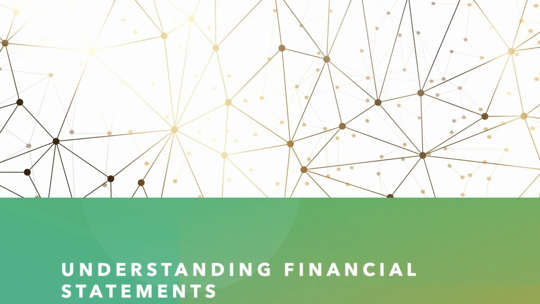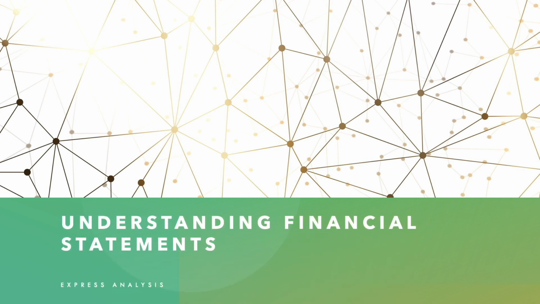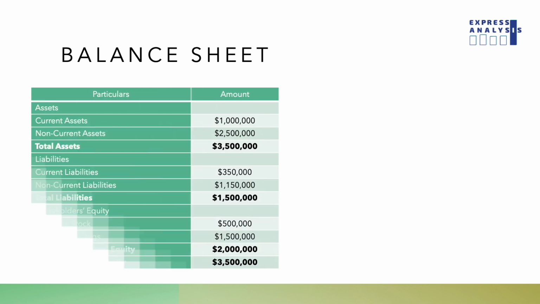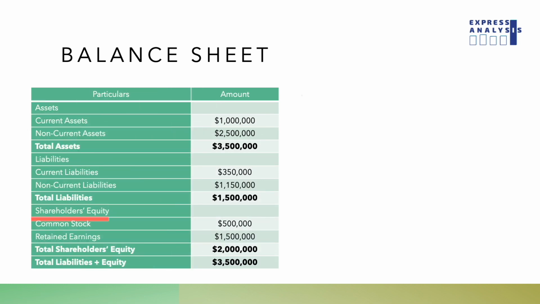Financial statements provide a comprehensive picture of a company's financial health. The balance sheet is divided into three main sections: assets, liabilities, and shareholders' equity. Each of these sections gives insight into different aspects of the company's financial situation. Assets represent the resources a company owns and are expected to provide future economic benefits.